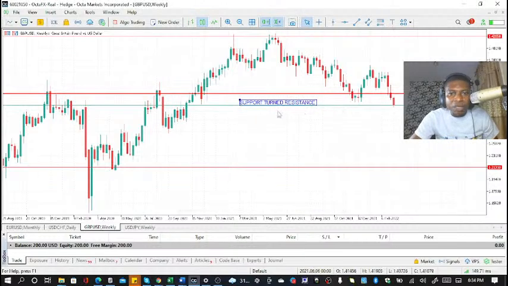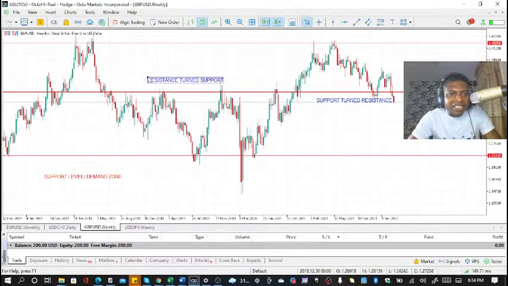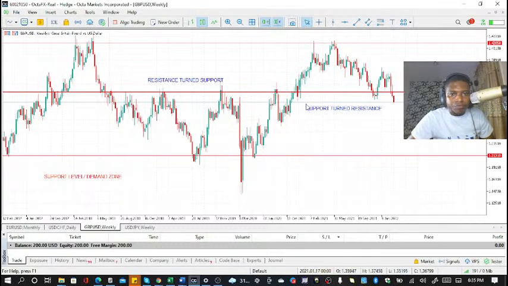Now, this level is now support turned resistance. This one is resistance turned support. I hope you are getting it. So price goes up, got rejected, price goes up, got rejected, and finally broke out. Then this level becomes resistance turned support. Now price came down, got rejected, came down again and broke out of this support level. This level now becomes resistance turned support, right?